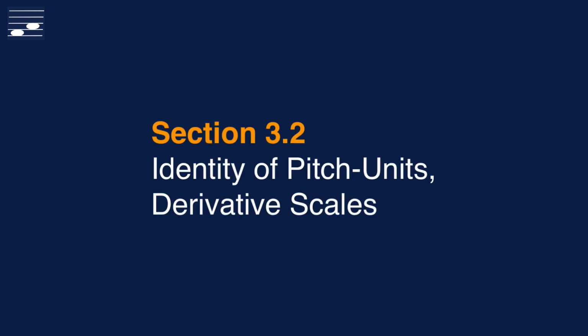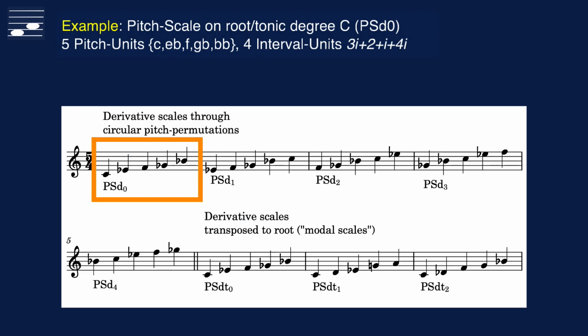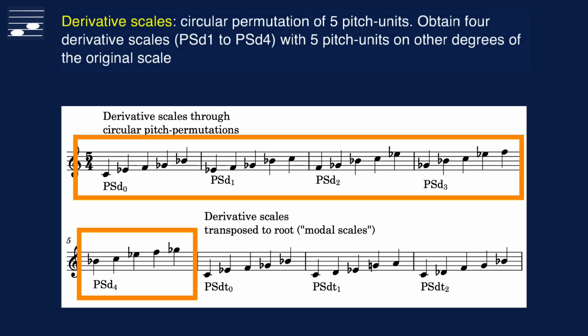The second evolution method is based on pitch unit identity and produces derivative scales. In the overview diagram, note that while scale families contain increasing pitch unit numbers in successive child generations, derivative scales have the same number of pitches as the original scale. I'll illustrate the process with this 5-pitch example scale that has 4 different intervals. Apply circular pitch permutation and obtain 4 derivative scales, each starting on the next higher degree in the original scale.